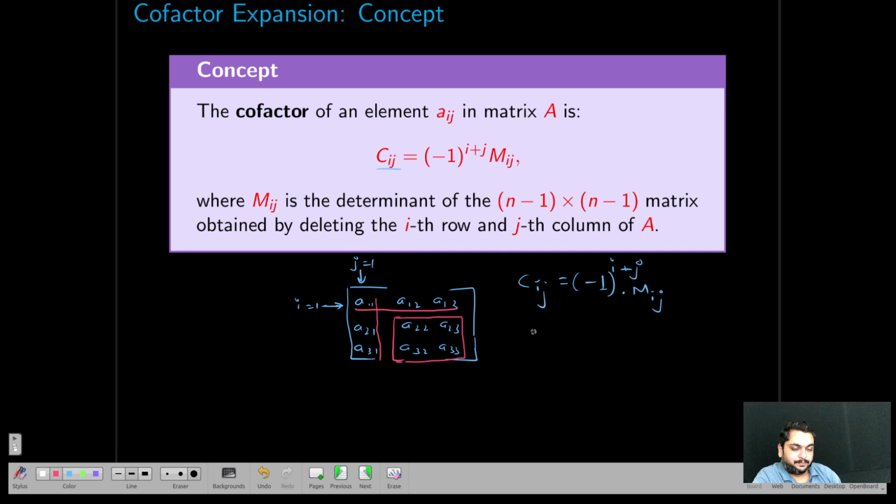For example, minus 1 power i plus j. For the first term, i equal to 1, j equal to 1, so it will be 2, and the sign will be plus. Similarly, for the second term, i equal to 1, j equal to 2, so it will be minus. I ignore this column and this row, and then I get these elements here. That is how you find the determinant. So you have to add that.